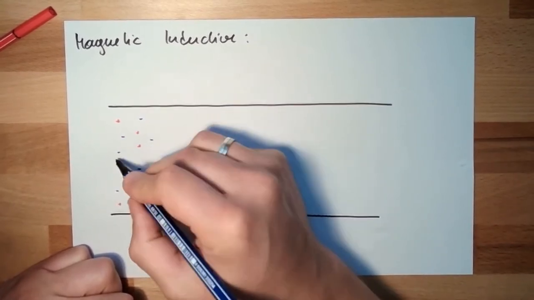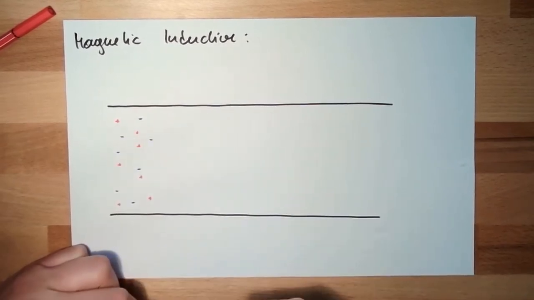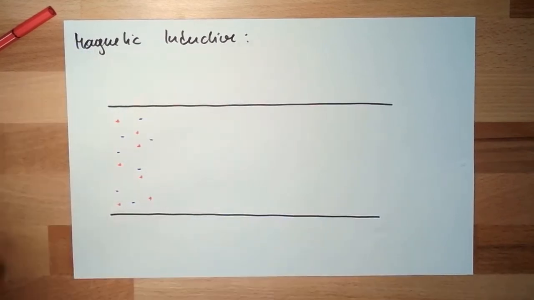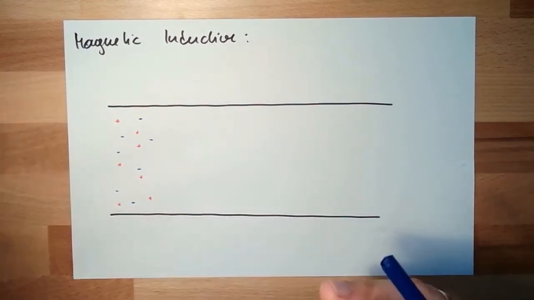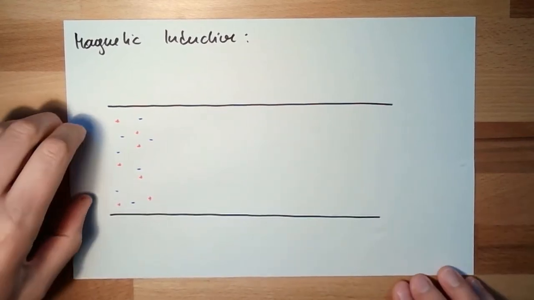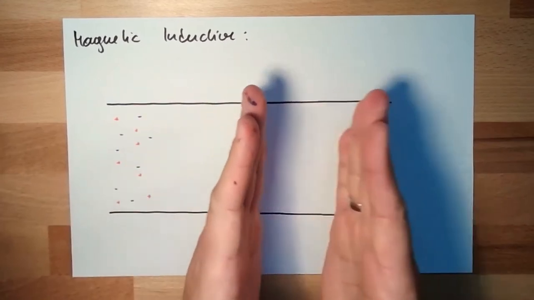1, 2, 3, 4, 5, 6, 7, 1, 2, 3, 4, 5, 6, 7. Okay, they are equal. Why should they be equal? Because usually a liquid is not charged at all. Okay, now this liquid is traveling and the ions are traveling with the liquid.